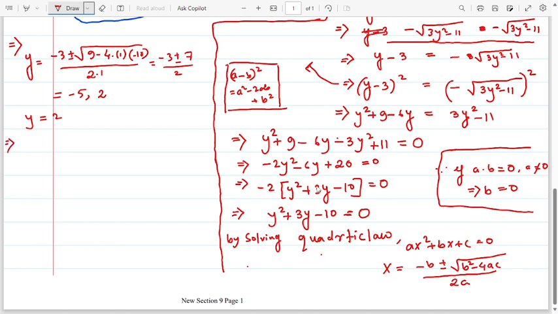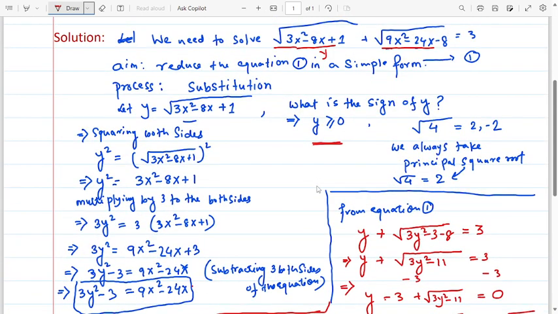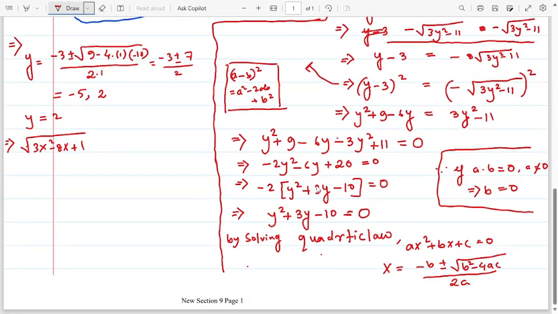What does that mean? y equals 2 means, what is y? Yes, 3x square minus 8x plus 1, that is our y. Okay. So this is equal to 2. Again, we want to remove the square root, and what will we do? Squaring both sides. Yes, very good. And 3x square minus 8x plus 1 equals 4.